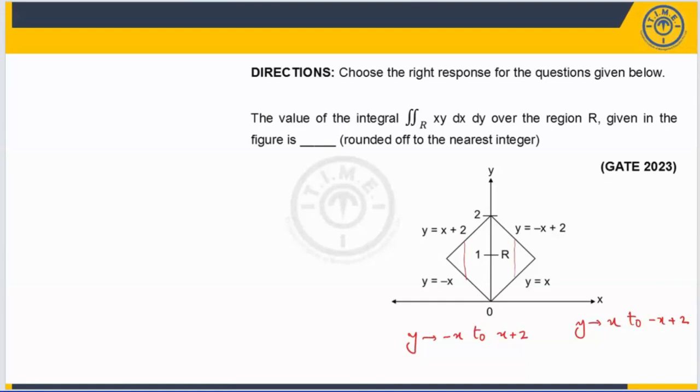Yes, Srikar. Sir, I didn't understand what you have told just now.